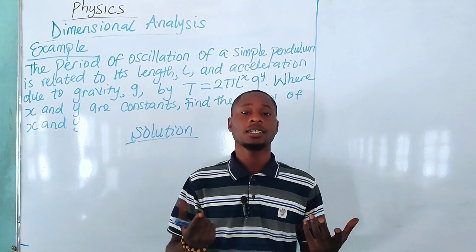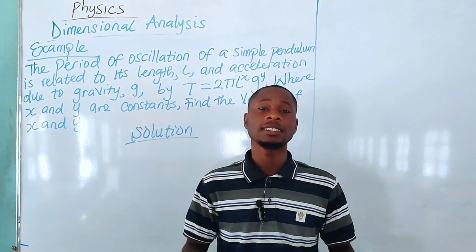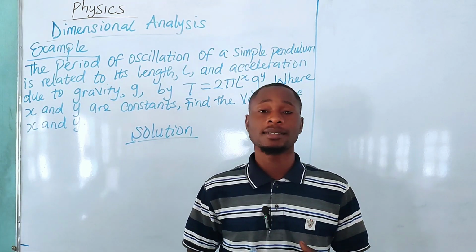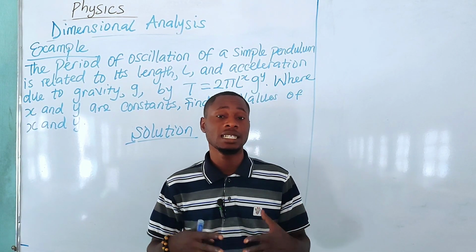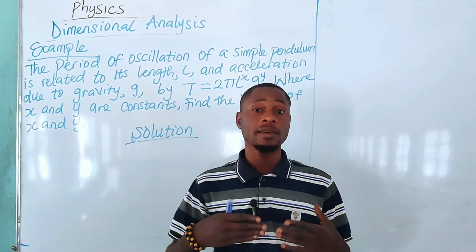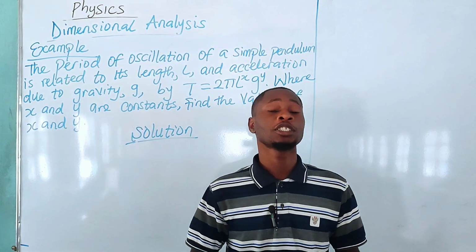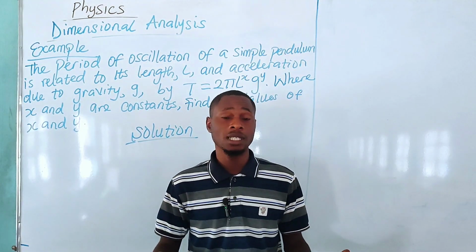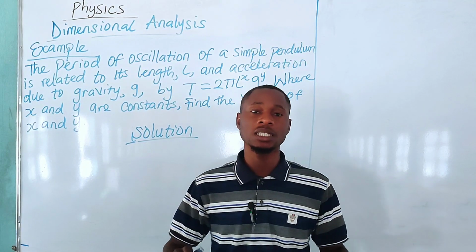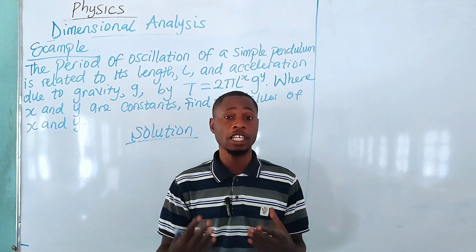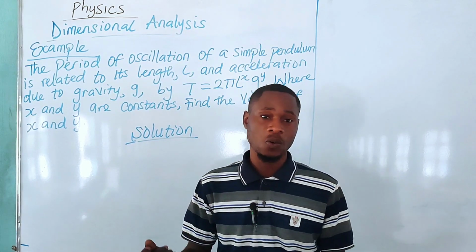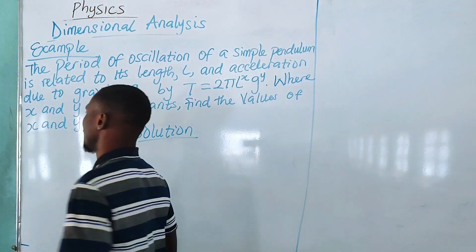Today, we'll be looking at a technical question on dimensional analysis. And remember, we said that one of the uses of dimensional analysis is to show the relationship between measured physical quantities. So this example is on how to use dimensional analysis to obtain the relationship between measured quantities. Now let's look at the example.